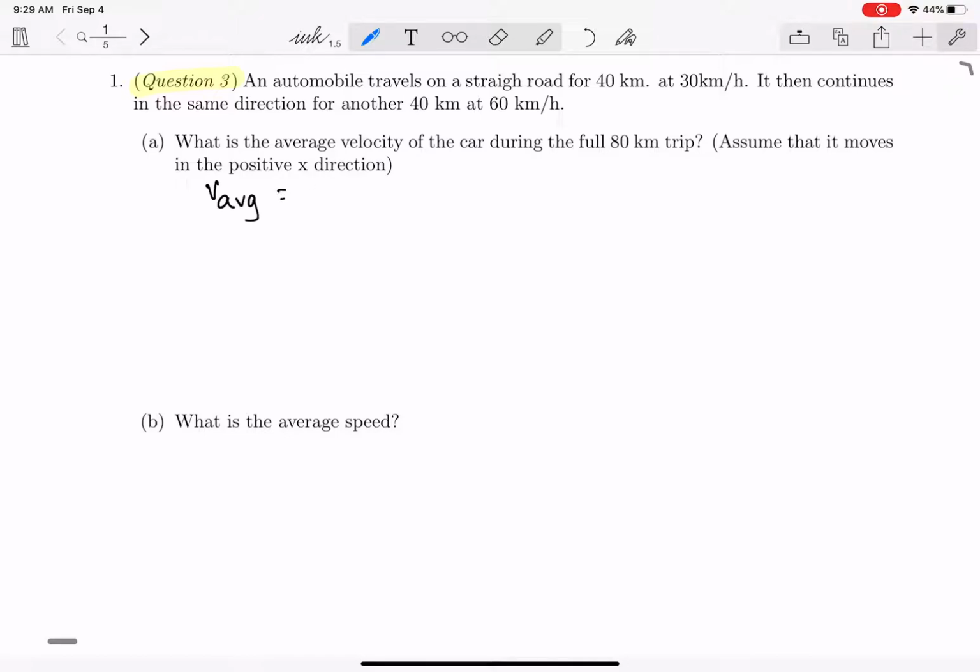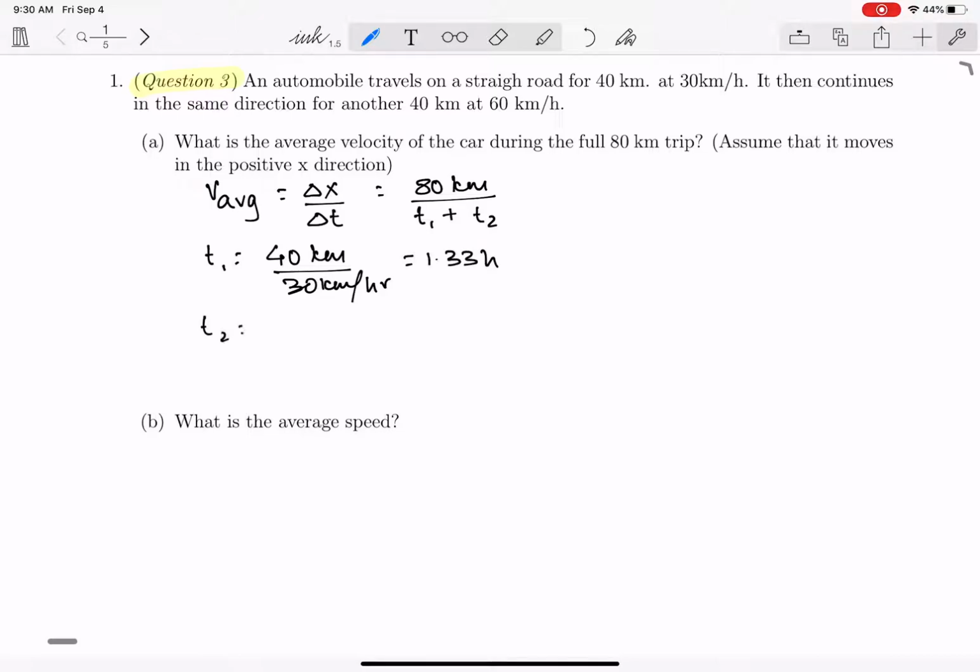V average is change in displacement over time. Displacement, we know that is 80 kilometers, divided by time. We have two times. For the first 40 kilometers, T1, T2, let's find T1. T1 is 40 kilometers divided by 30 kilometers per hour. So if we use that, we get 1.33 hours.